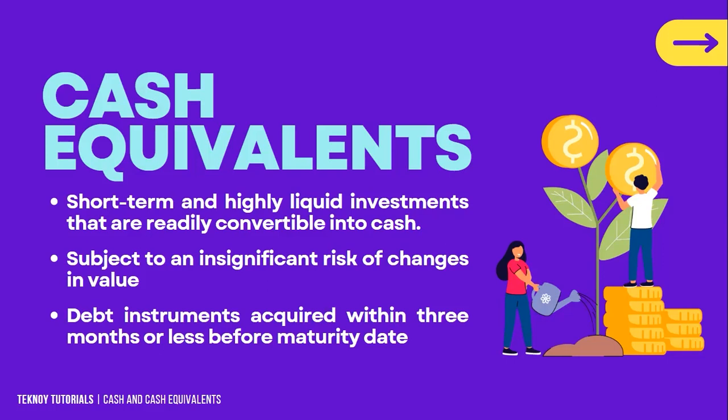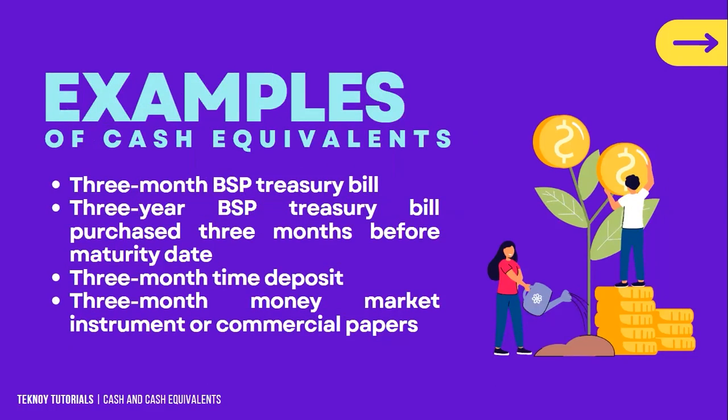Hence, any items such as treasury bills acquired more than 3 months before its maturity do not qualify as cash equivalents. With that being said, what are the items included as cash equivalents? Examples are as follows: 3-month BSP Treasury Bill, 3-year BSP Treasury Bill purchased 3 months before maturity date, 3-month time deposit, and 3-month money market instrument or commercial papers.